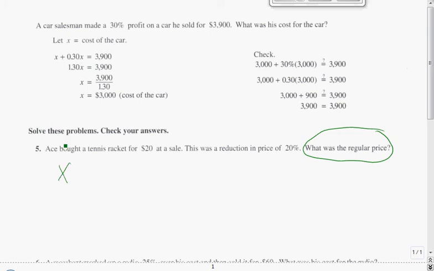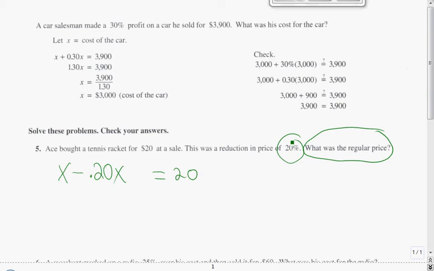It says that AC bought a tennis racket for $20 at a sale. So we know that he paid $20, and whatever was deducted from the original price is what gives us the $20. After we deduct the 20% off the original price, we get $20. So the original price is X. We're going to take something away from X to get $20, and that something is 20%. So X minus 20% of X.